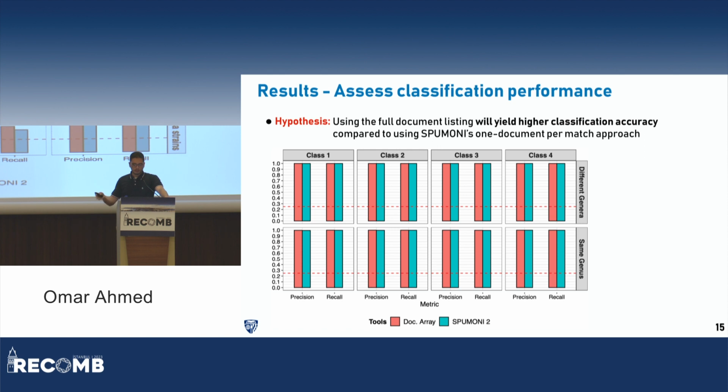When you look at a more complex scenario of strain level classification, you can see that the bars are fluctuating a lot more. But generally, the doc array bar, or the red bar, is always higher than using Spumoni, which makes sense because it just has more information to use. So the key takeaway here is that for highly similar sequences, we do see that using a full document listing helps to improve classification.